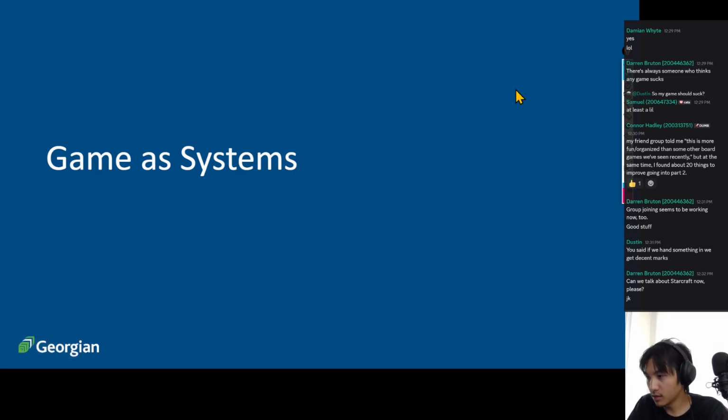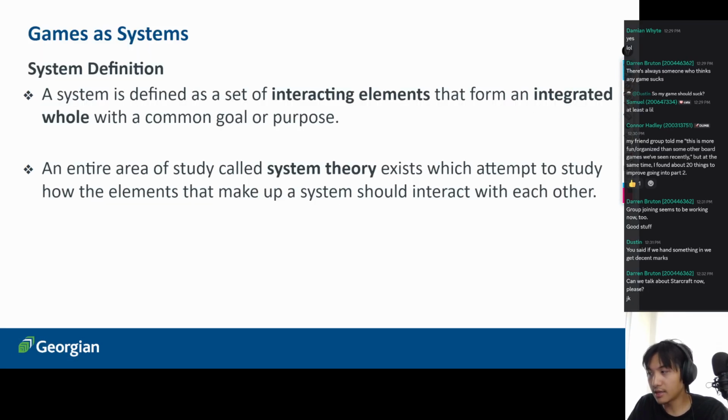Okay. A system is a defined set of interacting elements that form an integrated whole with a common goal. This is a very broad definition, right? So a system is a bunch of things that have a common goal. And that's why you see this word system used in all sorts of different places, right?